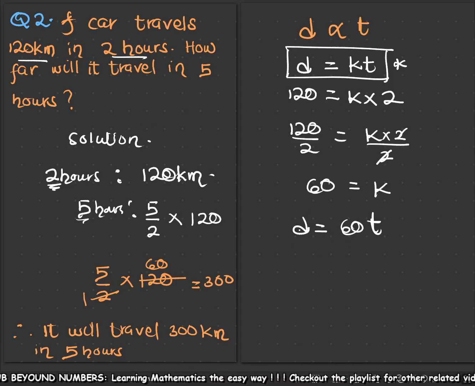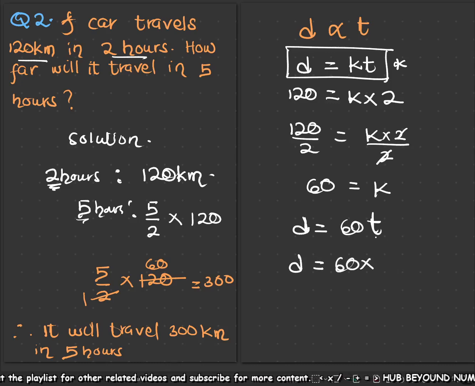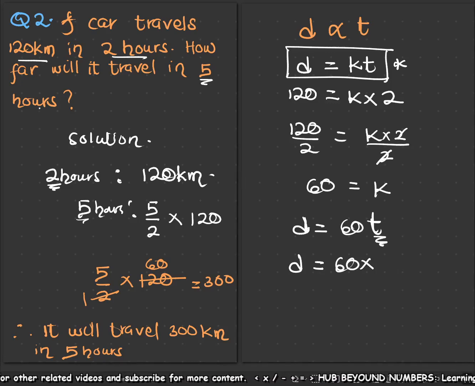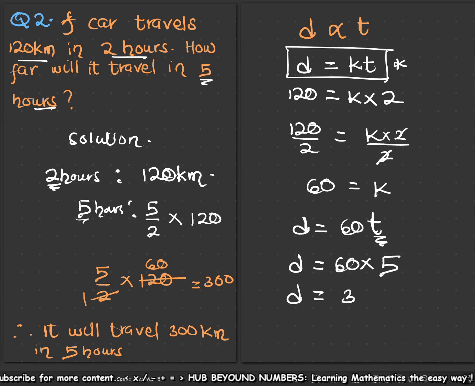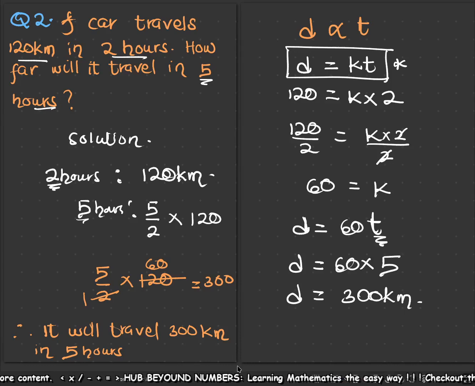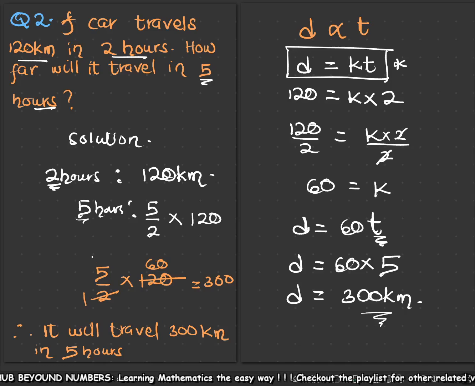Now that we have our d to be 60t, or 60 times t, it says how far will it travel in 5 hours? So we do our substitution. D is equal to 60 times the time that was taken, which was 5 hours. So times 5. And then our D is equal to 300 kilometers. So therefore it will travel 300 kilometers in 5 hours, just as we did at the left hand side here. So both formulas complement each other. And if you understand them both, it would be of great help to you.